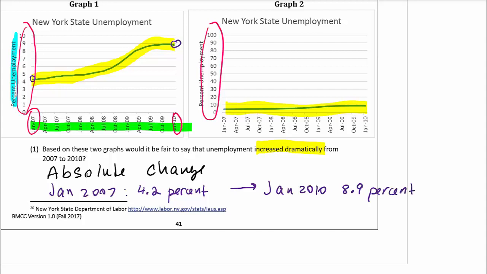So if we go ahead and calculate the absolute change, we just subtract the two numbers. All right, so 8.9 minus 4.2 gives us 4.7%.